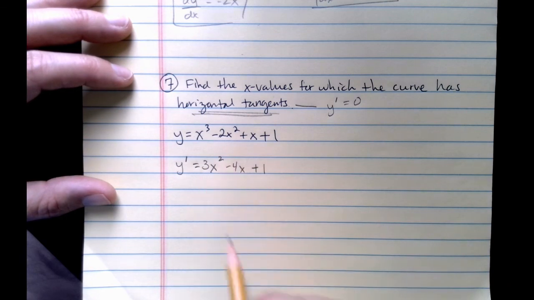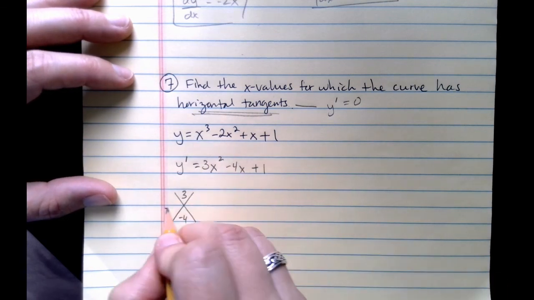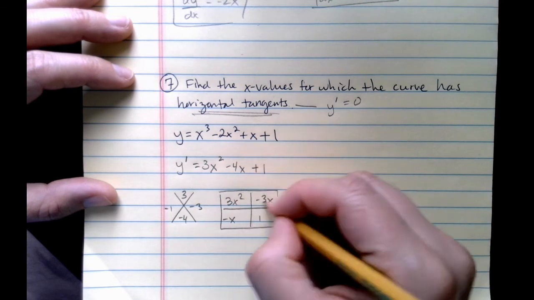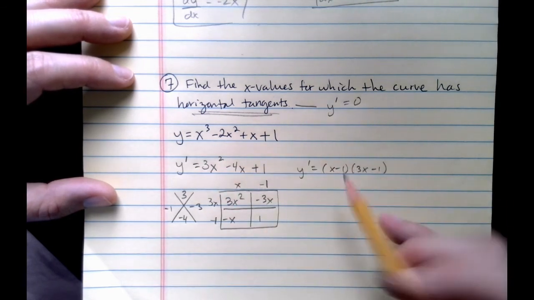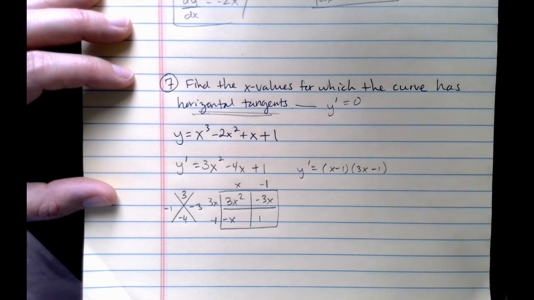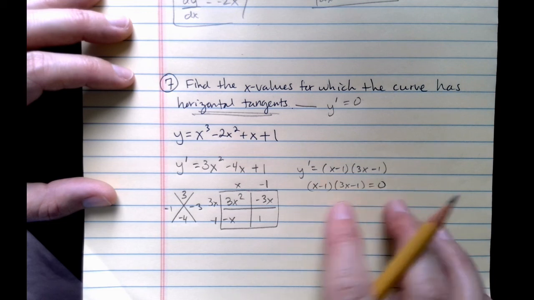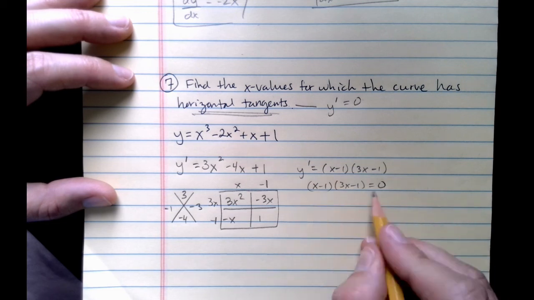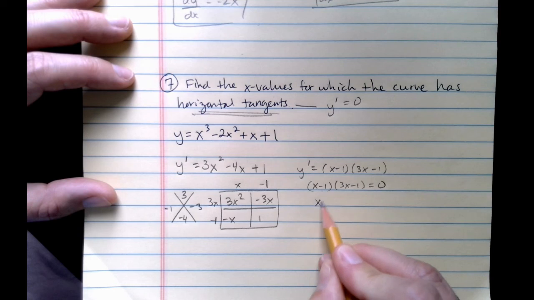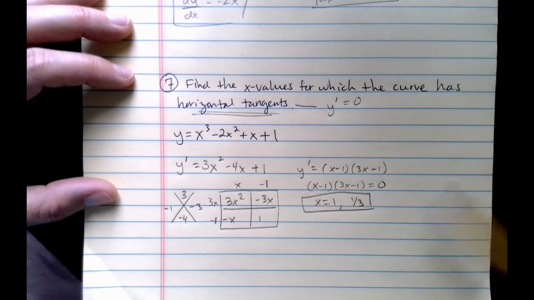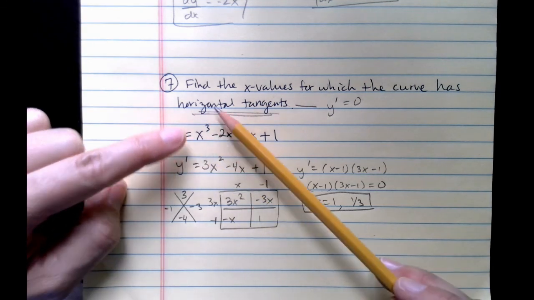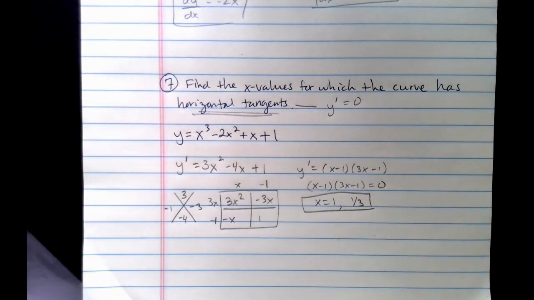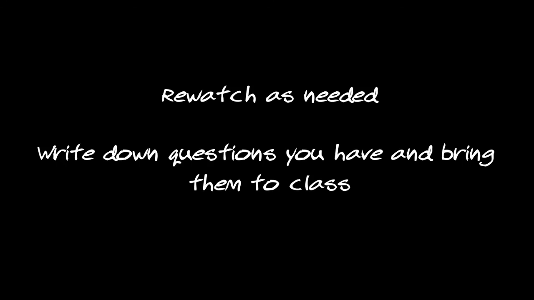So the first thing I'm going to do is factor this. Now that I have it factored, if we go back to our quadratics, we're going to set this to 0. Remember the zero product property, so I basically have 2 equations here, and I'm going to solve. So my answers are, there I have it. At these particular x values, this curve will have horizontal tangents.